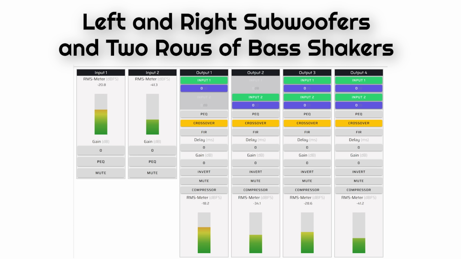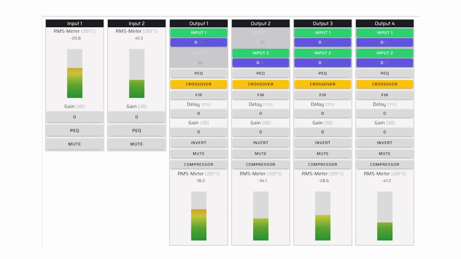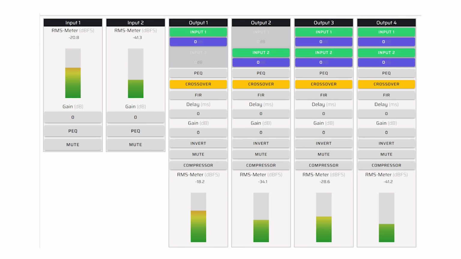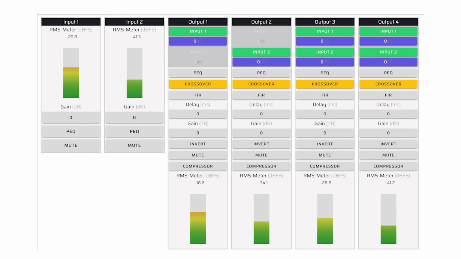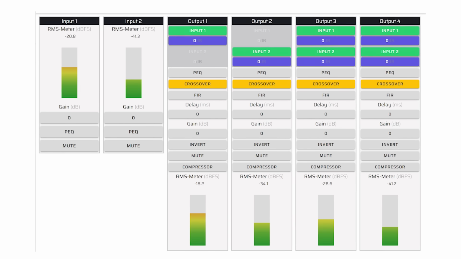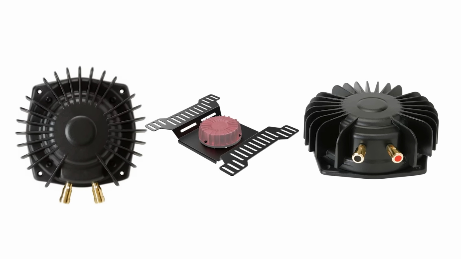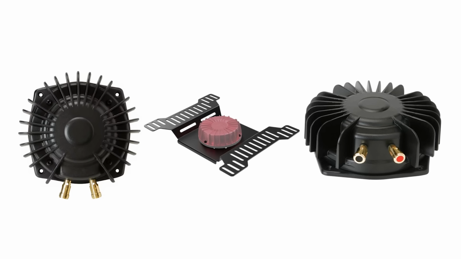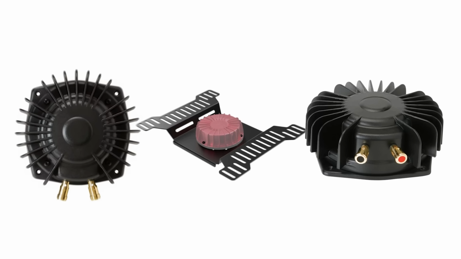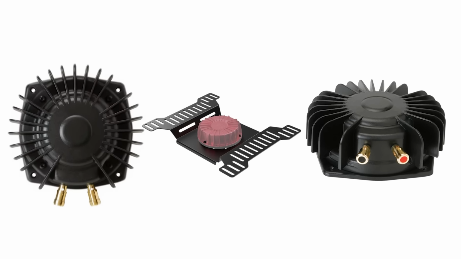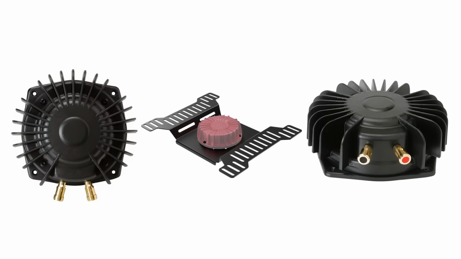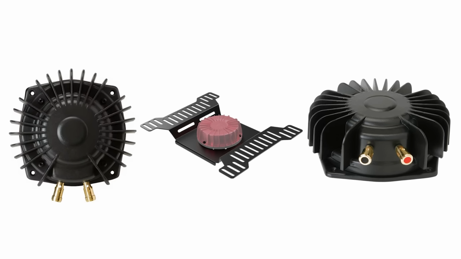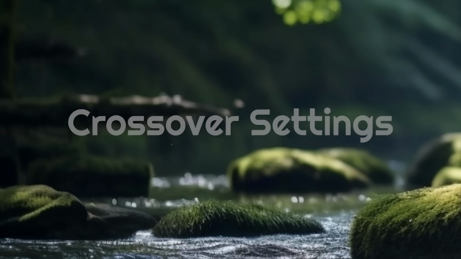Here, we show a routing matrix with left and right stereo subwoofers and 2 rows of actively driven bass shakers or butt kickers. You gain several advantages by using a miniDSP for bass shaker integration. First, you can use standard high-power amplifiers. Second, you have the flexibility of the device console configuration platform. In this next section, we will show a compatible crossover.